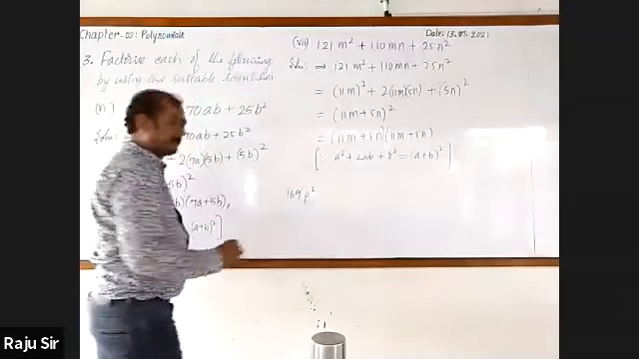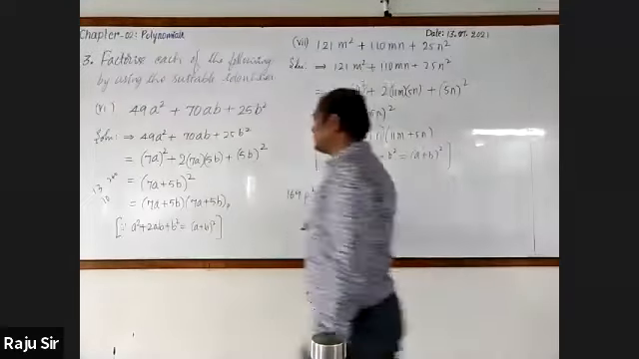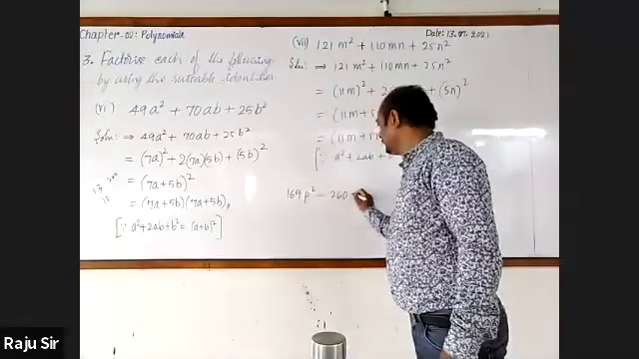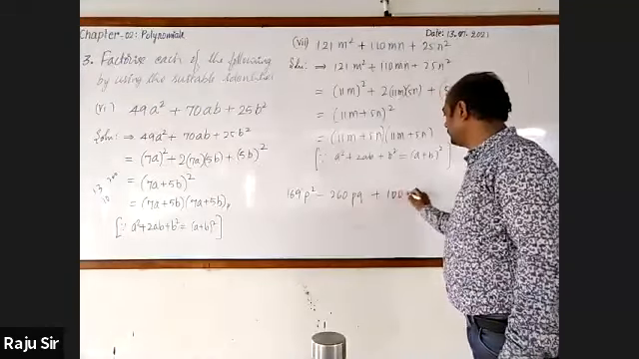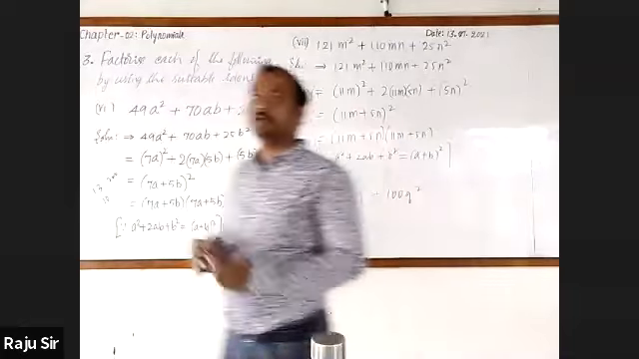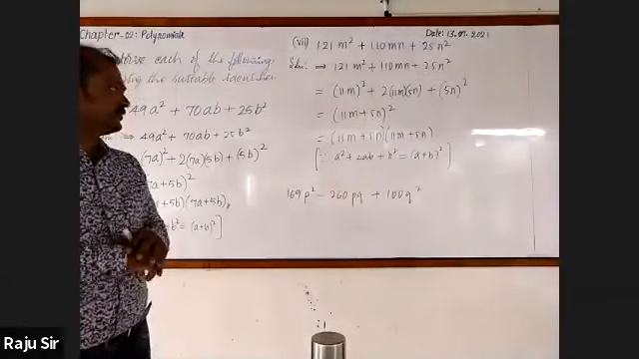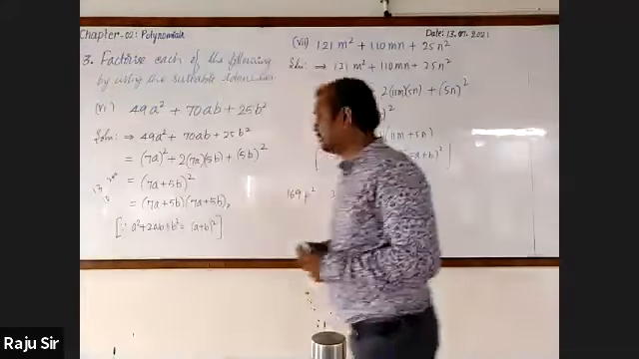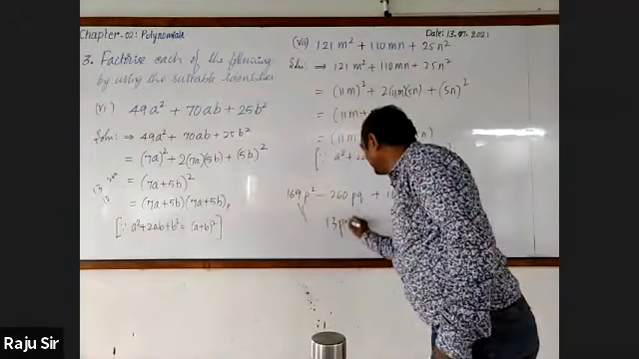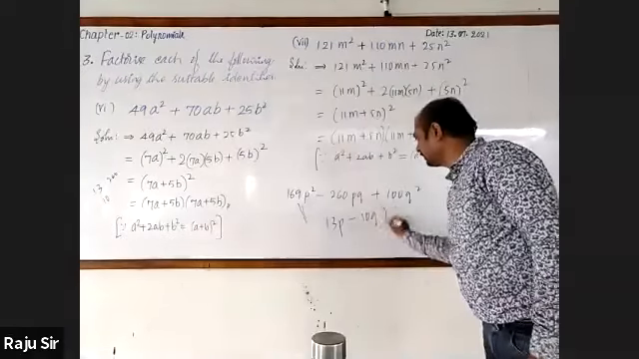169p square minus 260pq plus 100q square. Sir, 13p plus 13p minus 10q whole square. Very good. 13p minus 10q whole square.